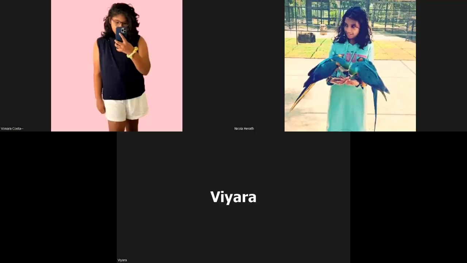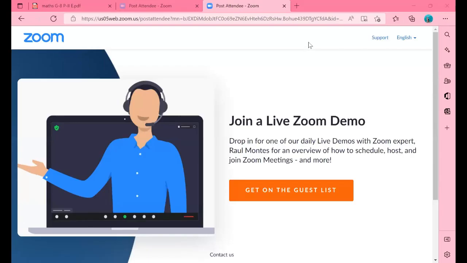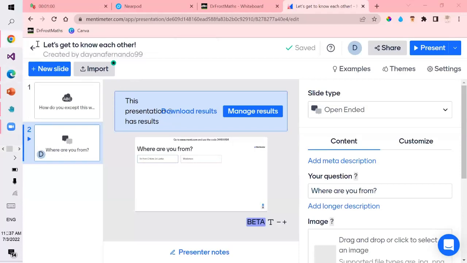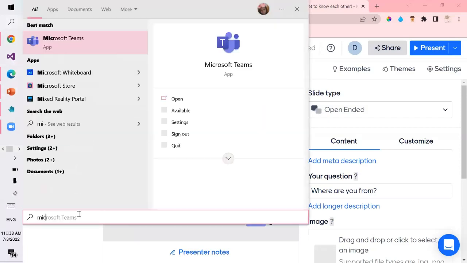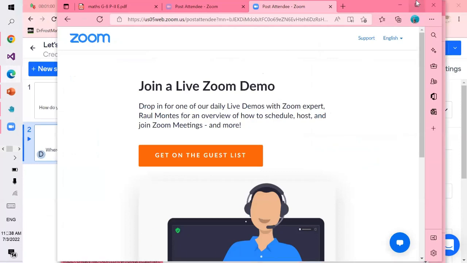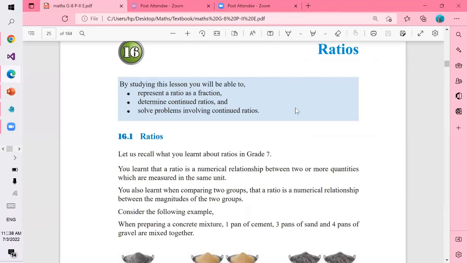So let me take the textbook. Can you see the screen?